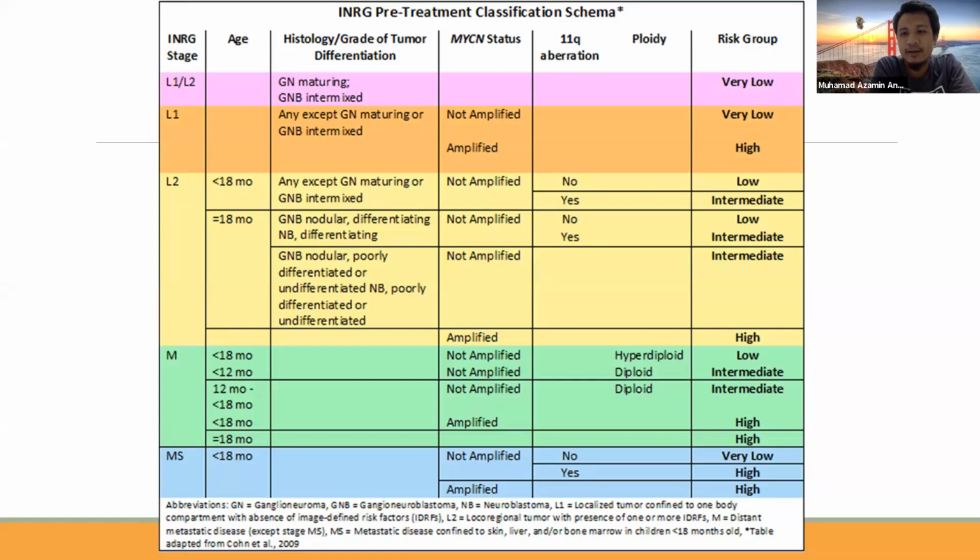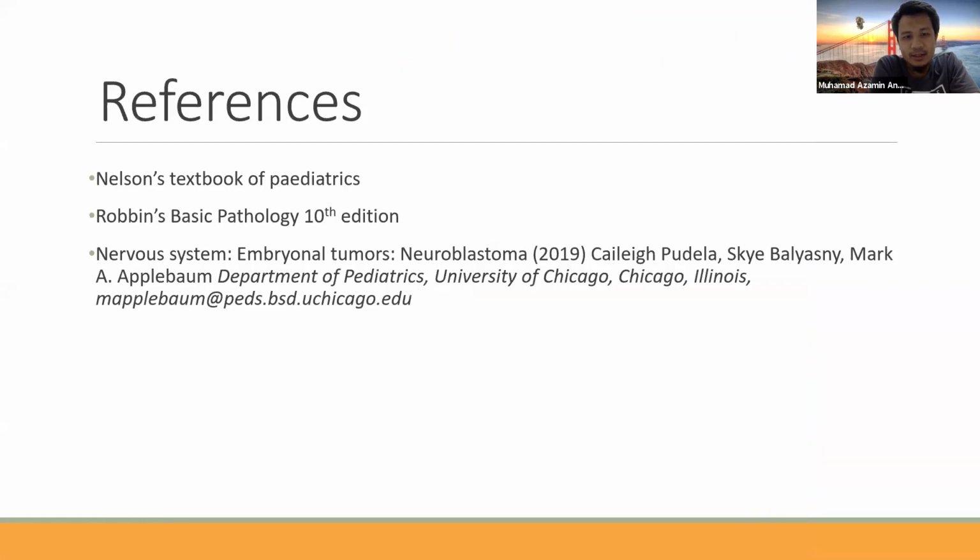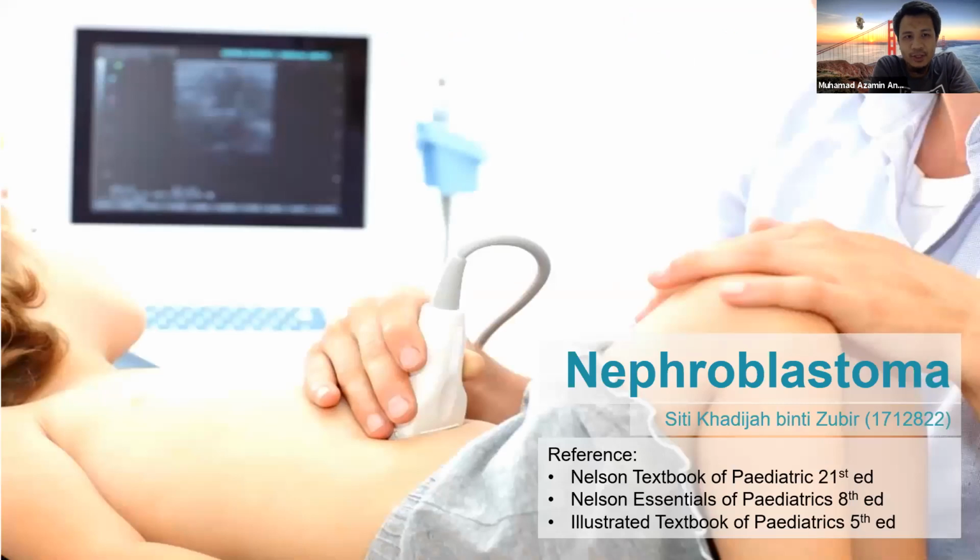Okay, no question, is there? So if there's no question, then let's go straight to the next one, which is nephroblastoma.